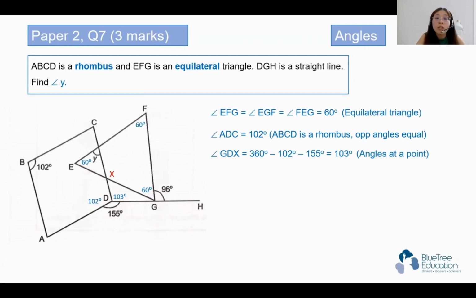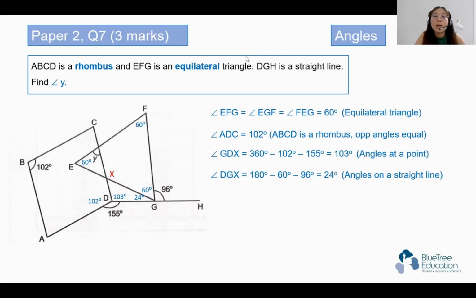So now let's move on. What other angles can we find? Okay, we are trying to find angle Y now, so we are going towards Y already. So if you take a look at this angle here, because the question says that there's a straight line, I'm going to use this property to solve the question. I've already used rhombus, I've already used equilateral triangle. Now I'm going to use the straight line property, right? So do you all remember angles on a straight line adds up to how many degrees? 180 degrees, right? So since you have a straight line here, you will take 180 minus 60 minus 96, and that will give you 24 degrees. Okay, so we have found this angle here.